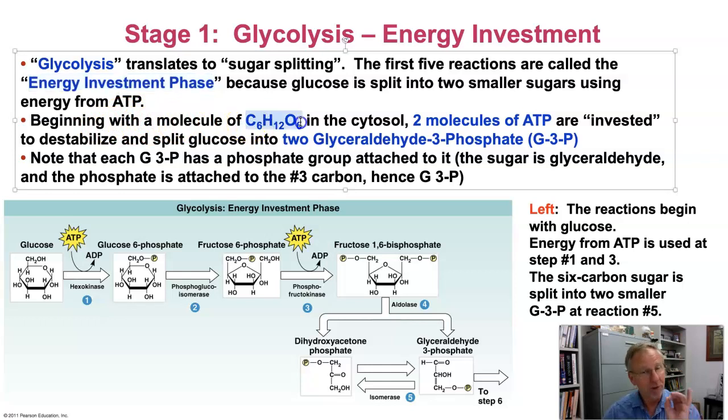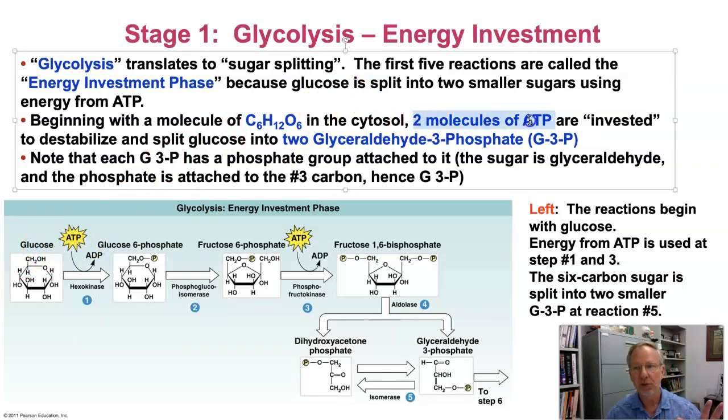First, the very first chemical reaction step begins with glucose, C6H12O6. And a reminder, we are after all the electrons that these 12 hydrogens are hanging on to. That's what we're after. That's what's going to be removed in gradual steps. And those electrons are going to be saved up and carried by NADH and FADH2 to make a whole bunch of ATP at the end. So we begin with a molecule of glucose in the cytosol.